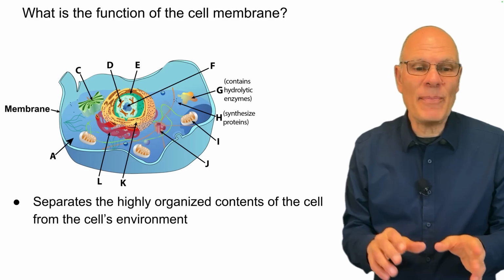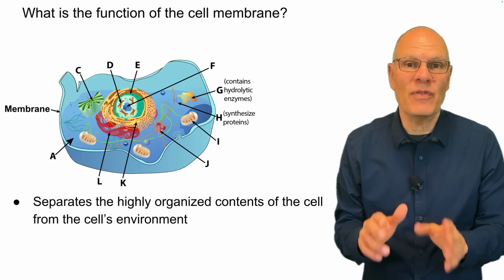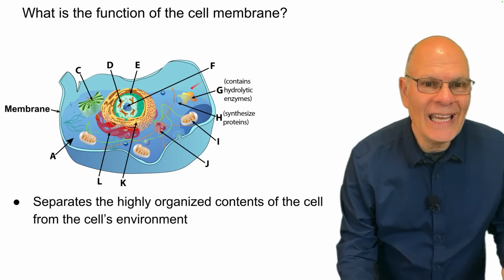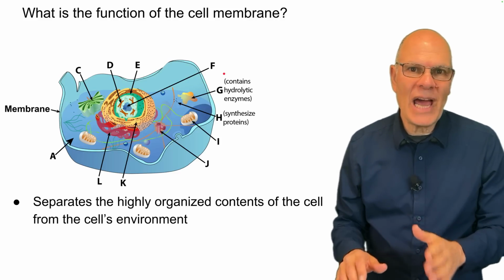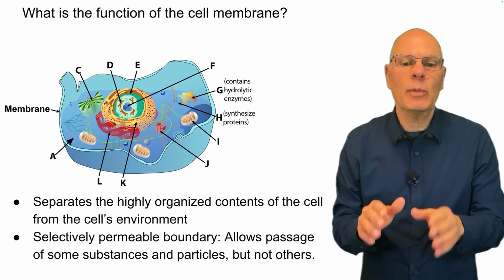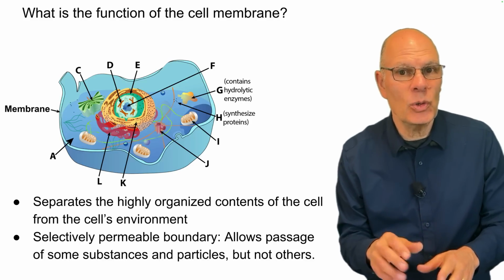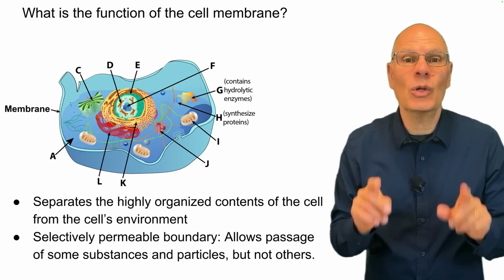The cell membrane separates the highly organized contents of the cell from the cell's environment. Cells are open systems. They need to let things like food in. They need to let things like wastes out. The membrane is how that's controlled. That's because the membrane is a selectively permeable boundary. It allows the passage of some substances and particles through, but not others. That selectivity is really the key to life.